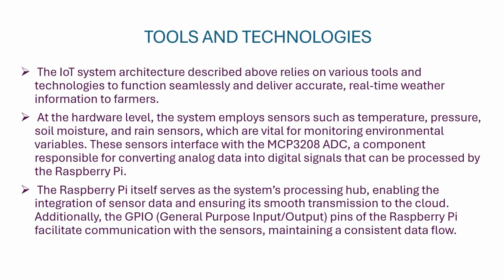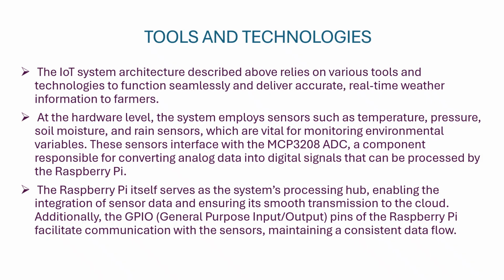So let me start with today's topic about tools and technologies used in IoT enabled smart agriculture system. Look, there are different kinds of tools and technologies we can use which give real-time weather information to the farmers. Speaking about hardware, we need sensors which measure environmental variables such as temperature, humidity, rain, and much more.